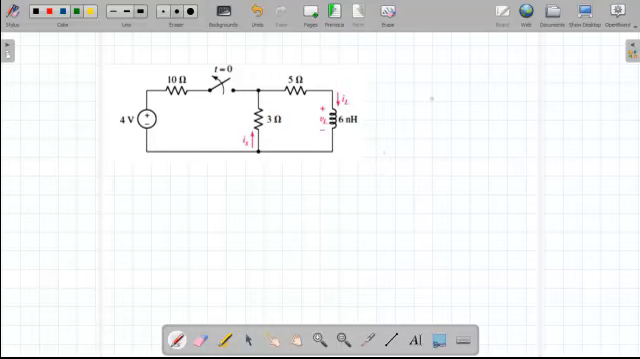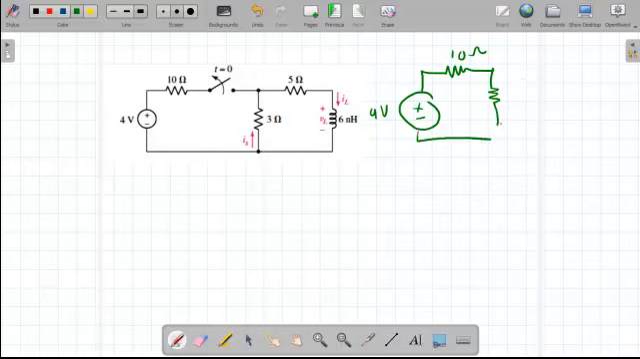So we can redraw the circuit. So it becomes 4 volt, 10 ohm, then this 3 ohm, this becomes 5 ohm, and the current here is IX, the current here is IL, and VL is the voltage across the inductor.